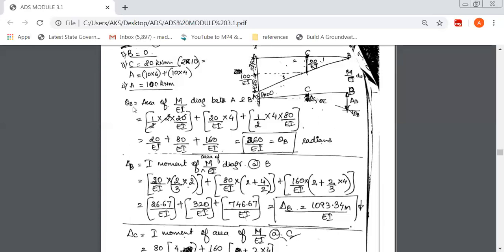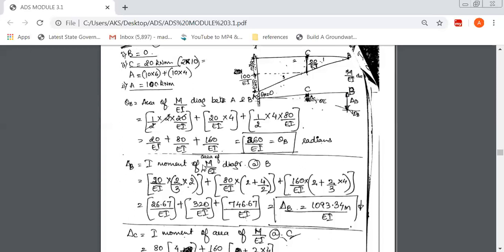Similarly, after this theta B, we'll find delta B. So this should be in a sequence because this is the moment of area. If you find out this area and multiply it by the CG distance, then this will give you delta B. Okay, so now next find out delta B. So delta B is nothing but deflection. That means this vertical deflection.